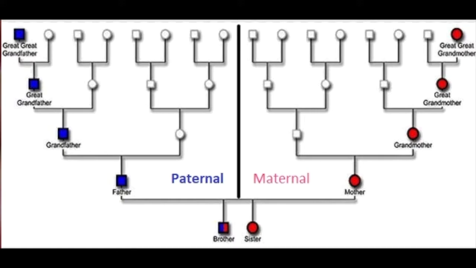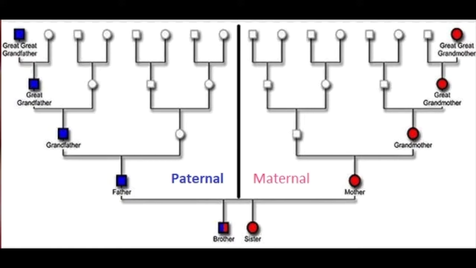The maternal line is a term used in genealogy to describe a line of descendants through all the female line. So it'll be mother, then her mother, and then her mother, and then her mother.